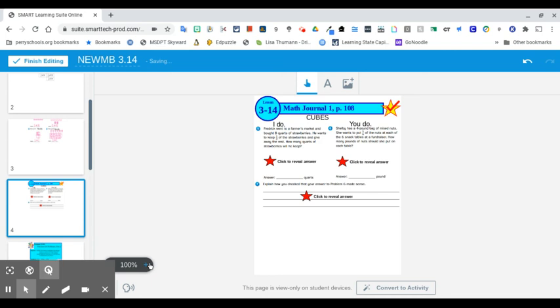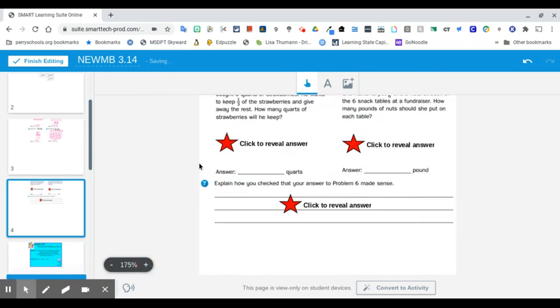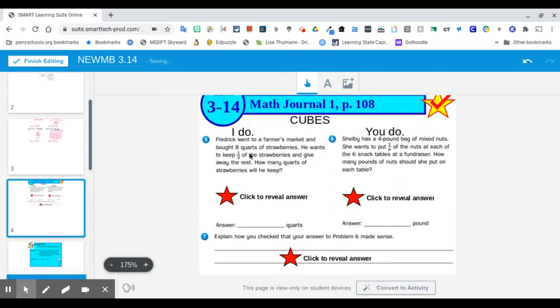Now moving on to number 5, 6, and 7. I'm going to do number 5 and then you're going to do number 6. Frederick went to a farmer's market and bought 8 quarts of strawberries. He wants to keep 1/3 of the strawberries and give away the rest. How many quarts of strawberries will he keep?